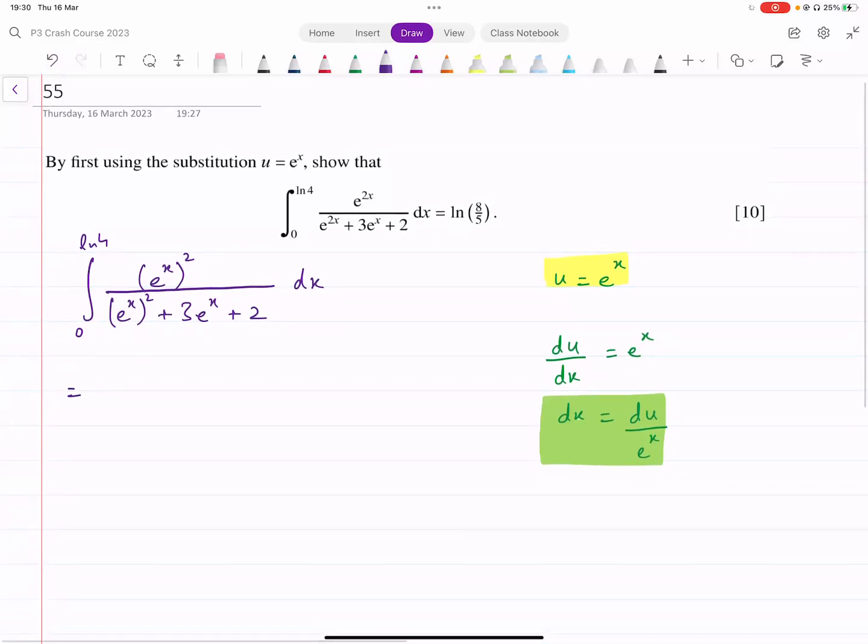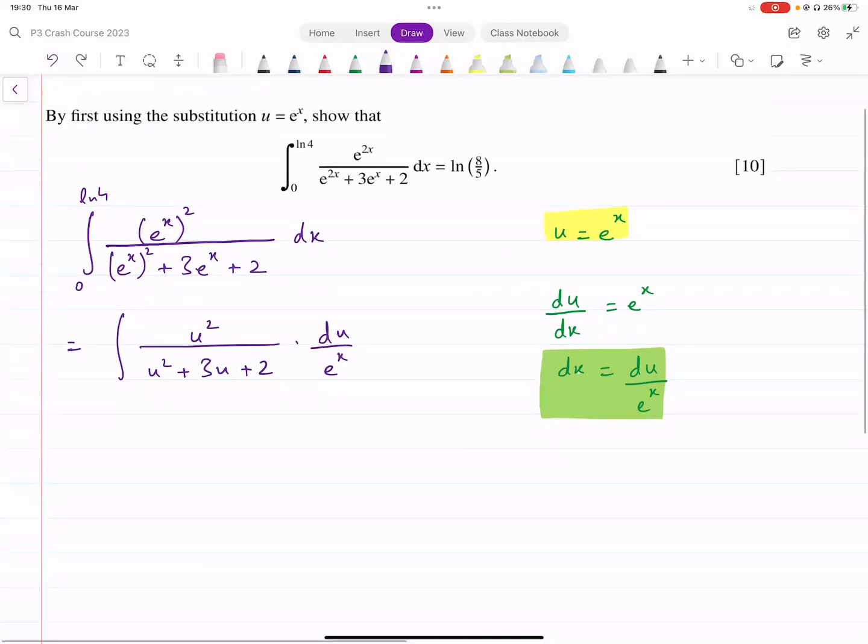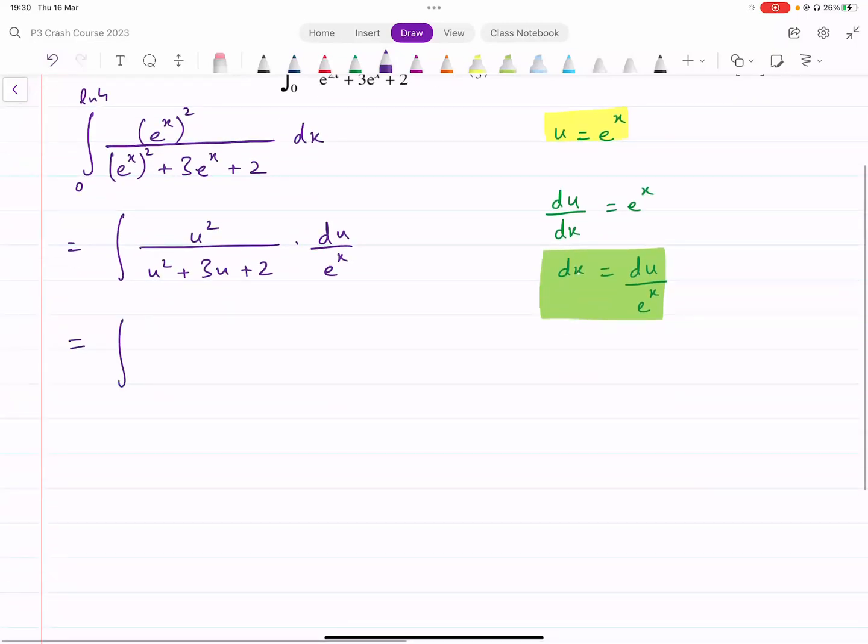Now let's do that substitution. Instead of e raised to power x, let's input u. So we have u squared in the numerator. In the denominator, we have u squared plus 3u plus 2. Instead of dx, we put this thing, which is du over e raised to power x. Okay, now we still have e raised to power x here. We know e raised to power x is just u. We could write this as u as well. So it becomes u square over u square plus 3u plus 2, and we get du over u here.